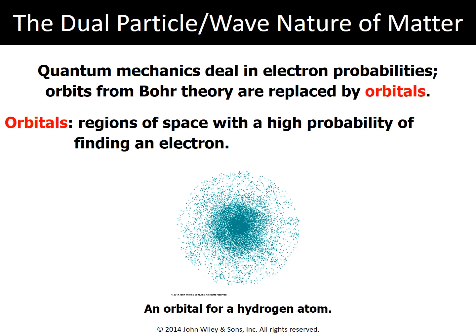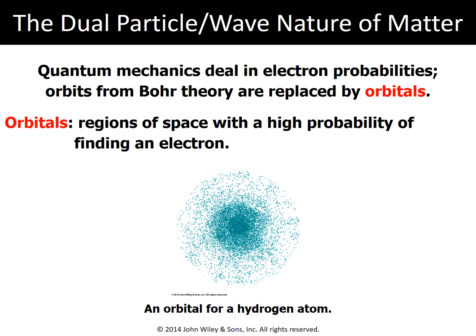And so our explanation for this is going to be called orbitals. Orbitals are going to give us the general region of space where we're most likely to find an electron. And so you can see here, the darker the region, the higher the probability of where an electron might be.